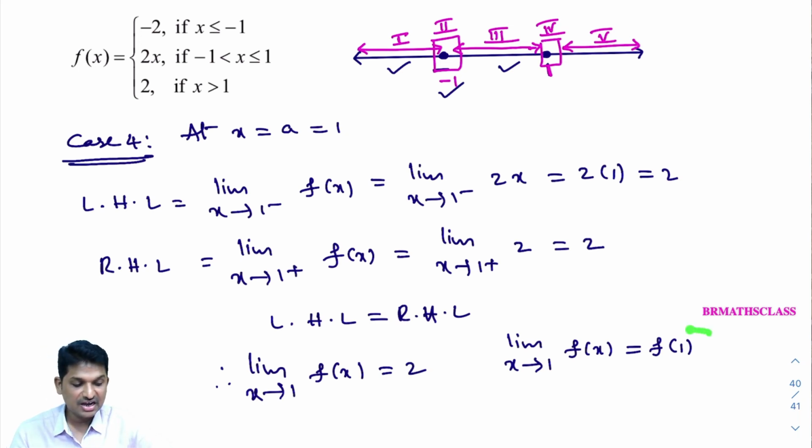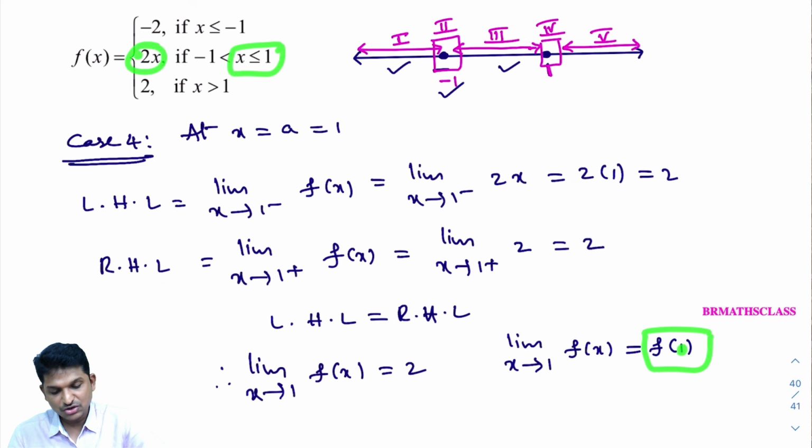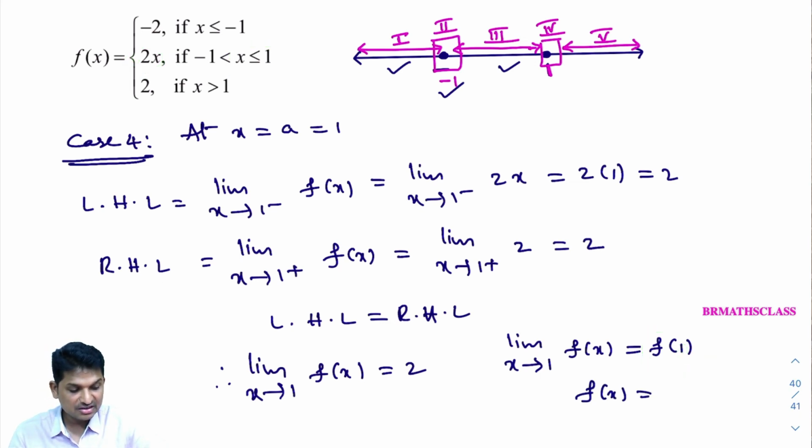Now what do I need? I need f of 1. In place of x here, 1 is there. So when x equals 1, which function to choose? We need to choose 2x. So here f of x is 2x. F of 1 is 2 into 1, that is 2 only. So f of 1 is 2.